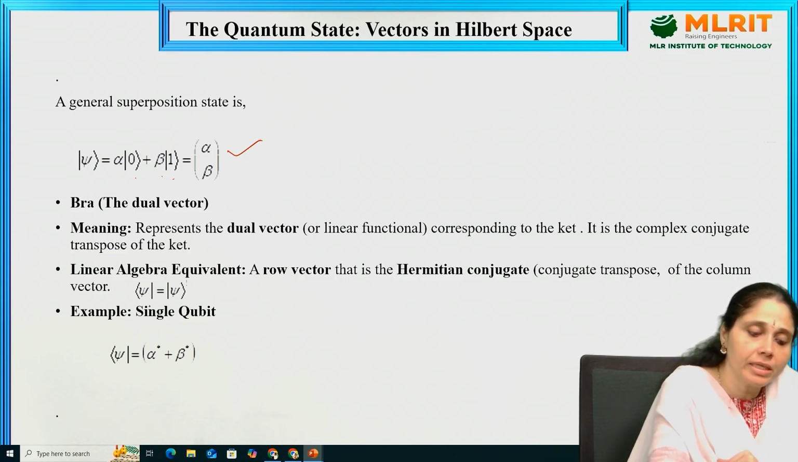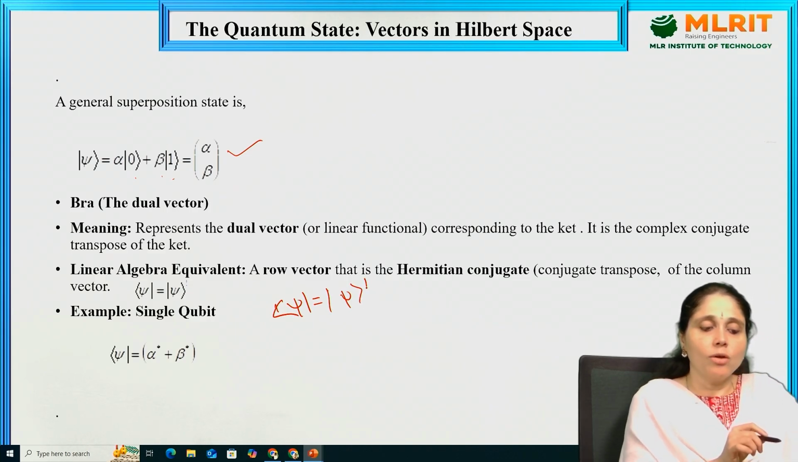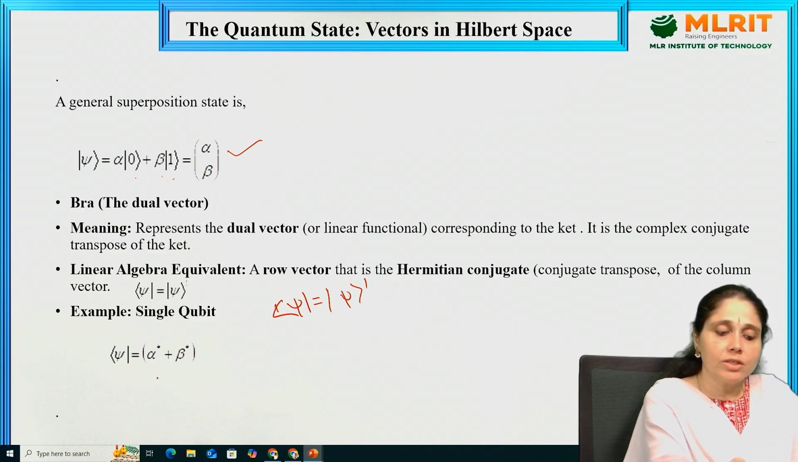So it is represented with bra psi, which is the transpose of the ket. So for a single qubit, bra psi is equal to alpha star plus beta star.